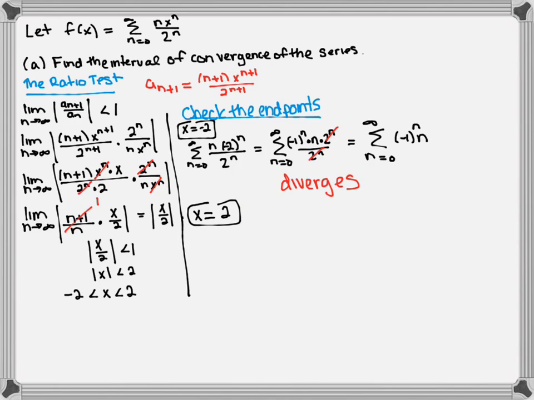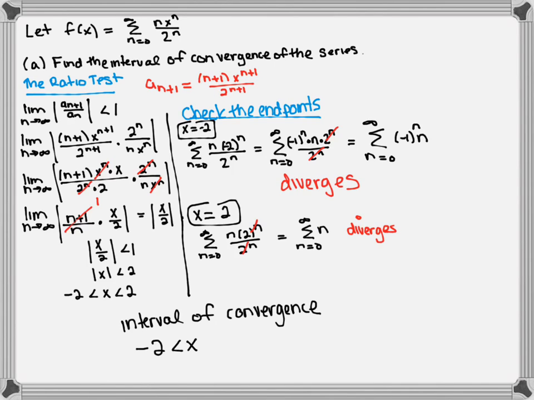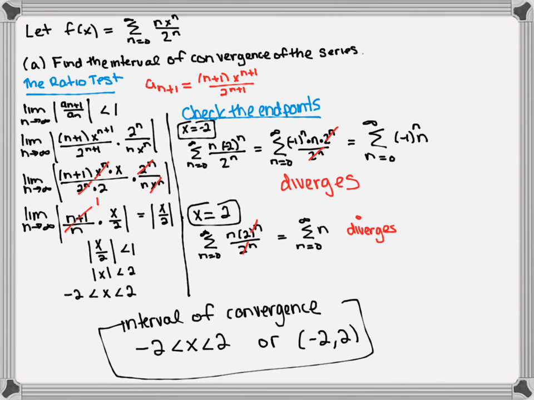So at x equals 2, I'm going to go ahead and substitute that into my series. So notice my 2 to the n's are going to cancel, and this is just going to diverge as well. So my interval of convergence just goes from -2 to 2.